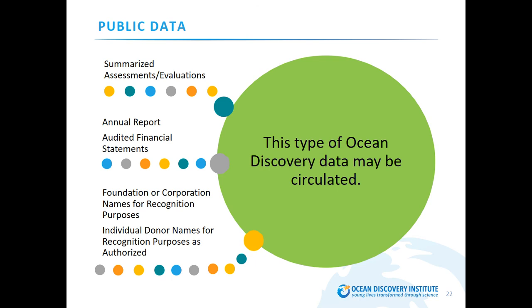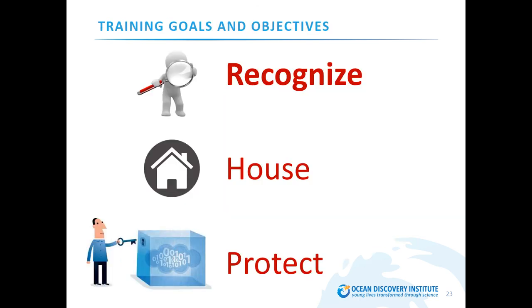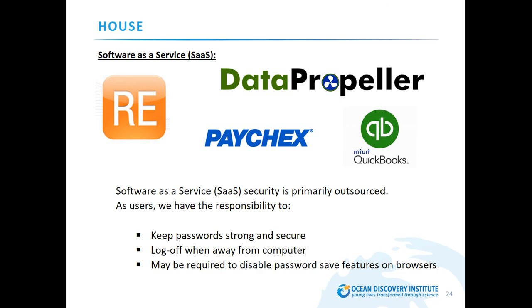We have now learned to recognize data we commonly use and its classification as either confidential, sensitive, or public. Next, we will discuss where we house data and who we protect it from. At Ocean Discovery Institute, we use several software as a service providers such as Razor's Edge, Data Propeller, Paychex, and QuickBooks. Software as a service security is normally outsourced.